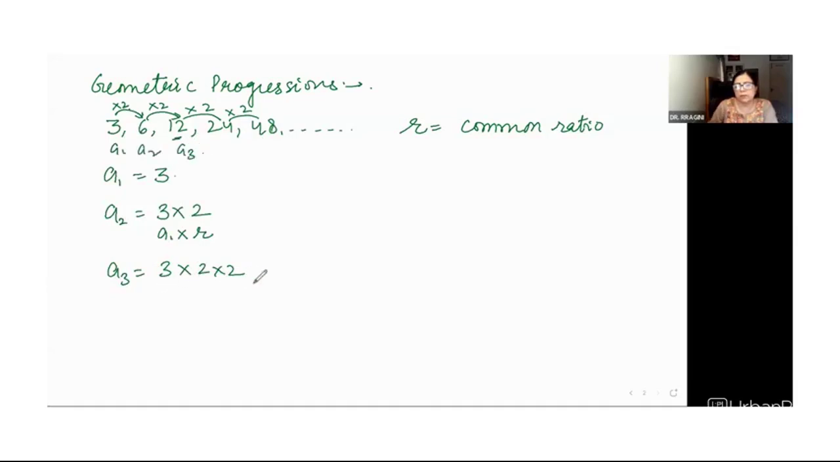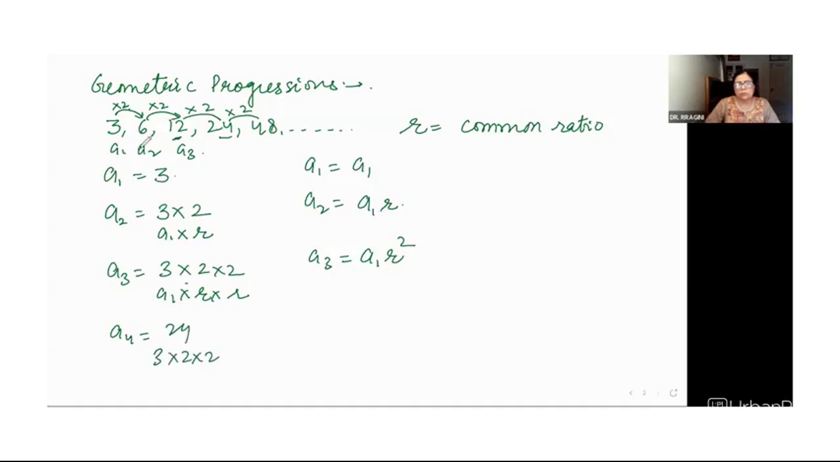A3 is 12. You can write it like this. Now what is this? This is A1 into R into R. So A1 is A1, A2 is A1 times R. Check the pattern here. A3 is A1 times R square. A4 is what? A4 is 24, that is 3 multiplied by 2 multiplied by 2 multiplied by 2. So you can check, this is 24.